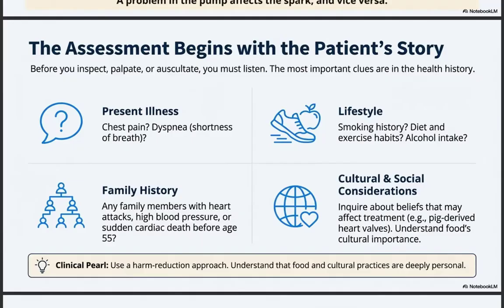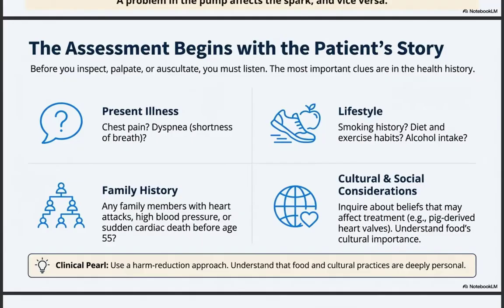And then cultural considerations. If someone is of a specific religious background, giving them a heart valve that comes from a pig may not be super great. It can be against their religion, and we don't want to do that.